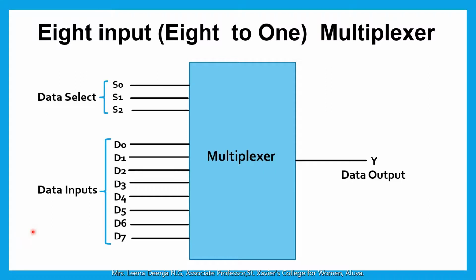The 8-input multiplexer or 8 to 1 multiplexer logic symbol is like this. Here there are 3 data select lines. They are S0, S1 and S2, and 8 input lines are there. They are D0, D1 up to this D7 and the data output is marked as Y.